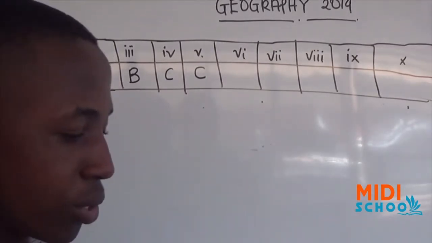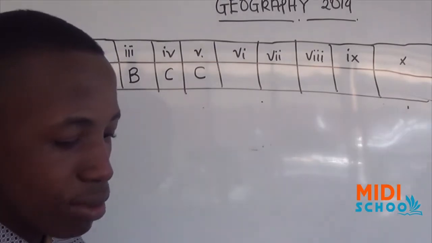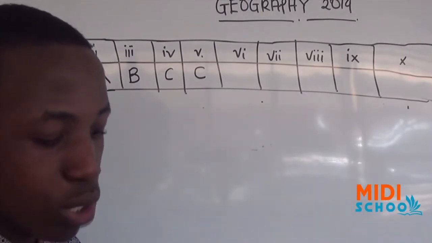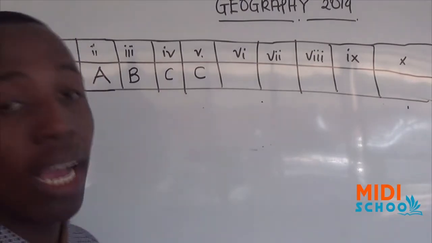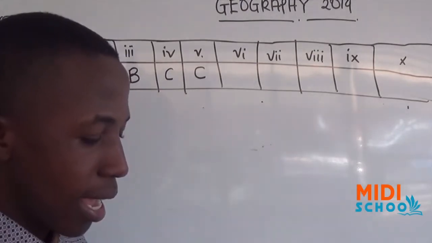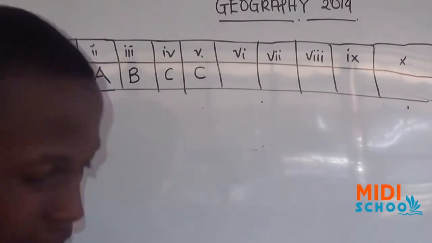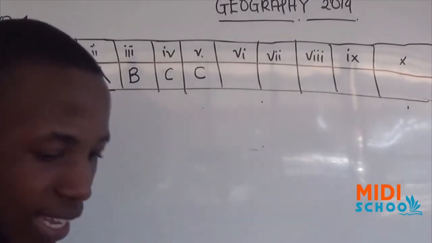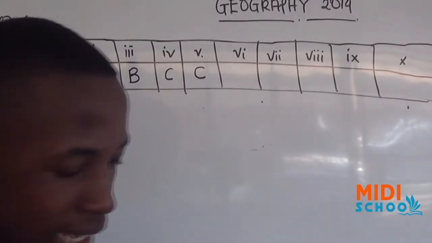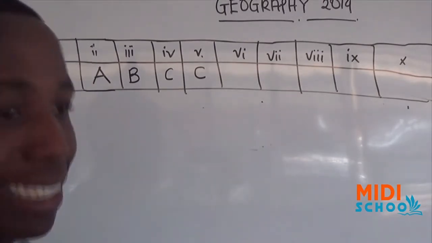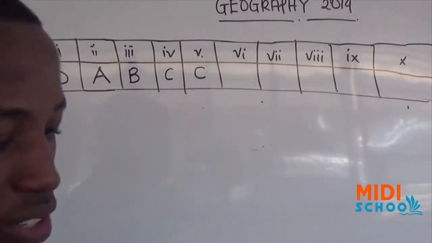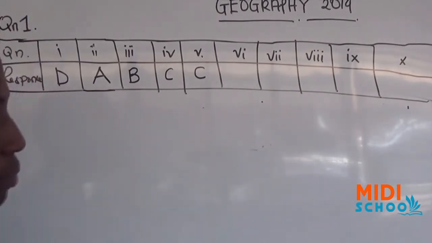Number six, our question is: the seasonal movement of herdsmen between lowland and highland in search of water and pasture is known as? A. Transhumance, B. Hunting, C. Pastoralism, and D. Agriculture.